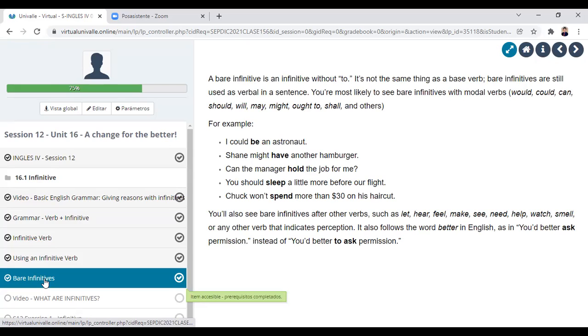Chan might have another hamburger. Can the manager hold the job for me? You should sleep a little more before our flight. Sean won't spend more than 30 on his haircut.